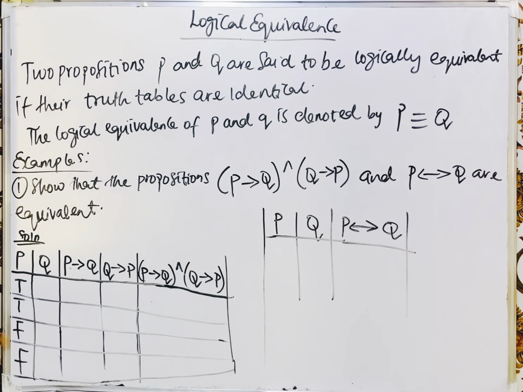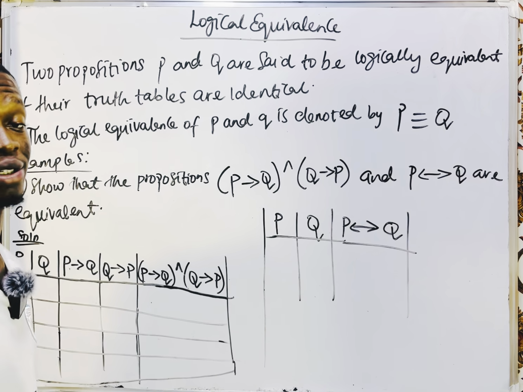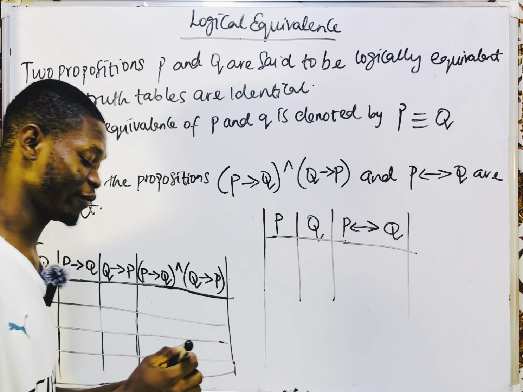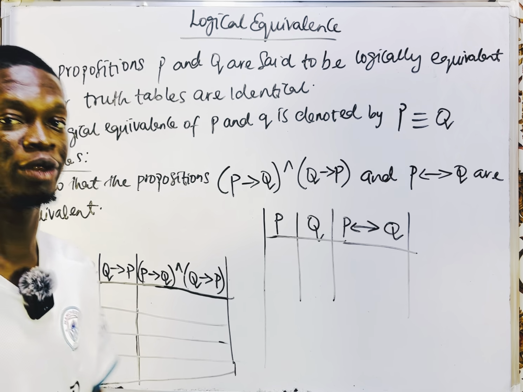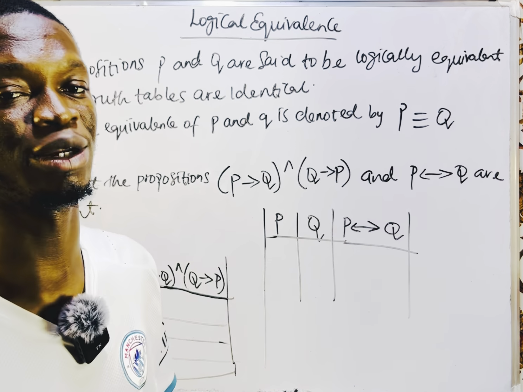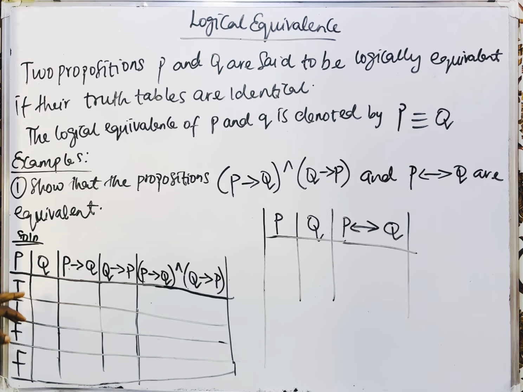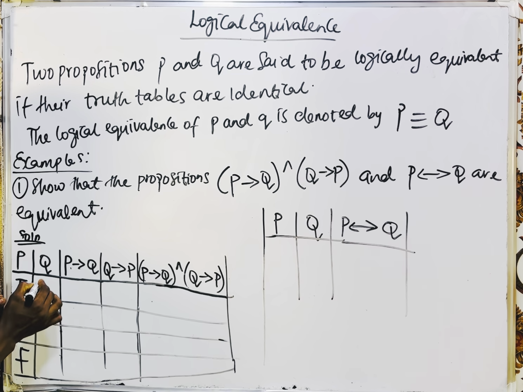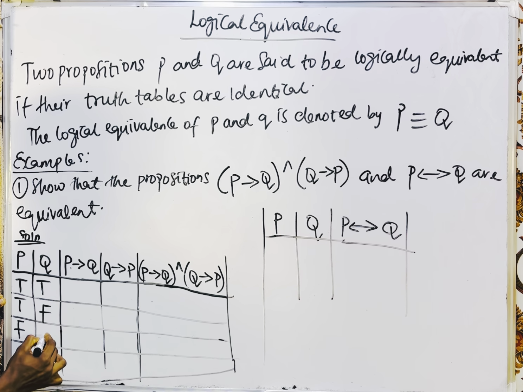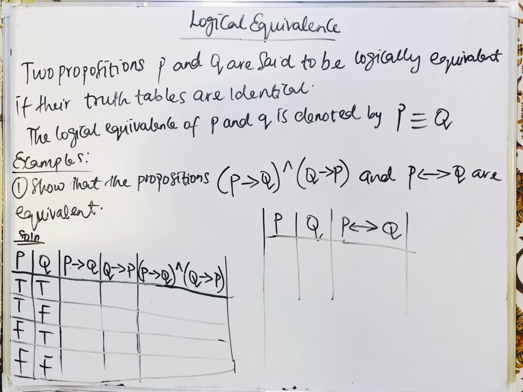The reason why it's just 4 is because we have two propositions. 2 to the power of 2 is 4. If we have three propositions, it will be 2 to the power of 3, which is 8. So we have true, false, false, false, true, true, true, true, false, false, like that. So this one will now be true, false, true, false, as simple as that.